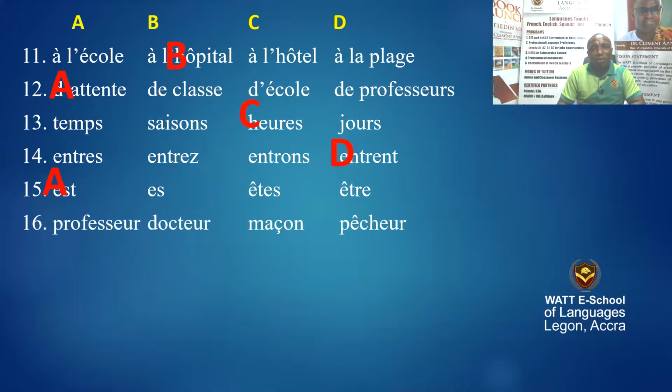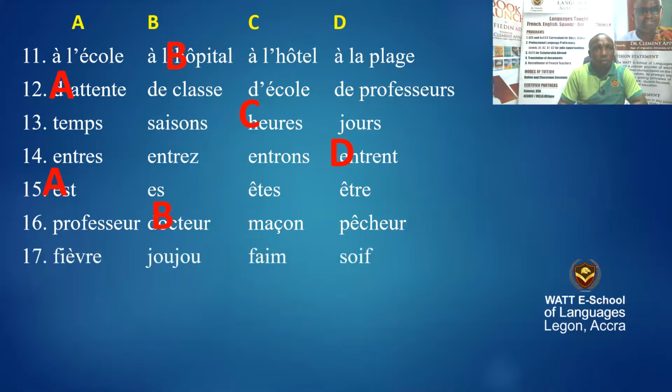Number 16. Professeur, docteur, maçon, pêcheur. We are at the hospital, so we can't talk about professor. Professeur is teacher, maçon is mason, and pêcheur is fisherman. So the correct one here obviously is B. At times, let me explain. When you look at the passage or its title, some words should not overburden you. Here, talking about Constant who is sick, it means it is a doctor they are going to meet. You can't talk about a teacher, so you shouldn't be confused. It is an advice.